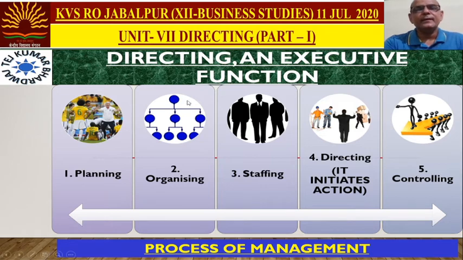You can see the blue heads, the blue dots. These are the vacant posts. People have not been appointed on these posts. The staff has not been appointed as yet. The working team, the workforce, has not been appointed as yet. In planning, we decided what to do. In organizing, we developed the organizational structure.